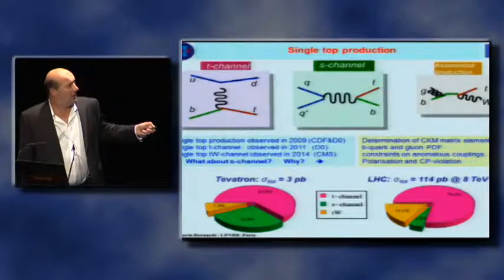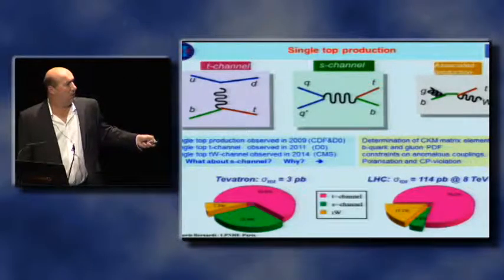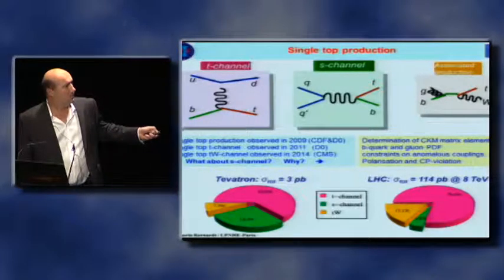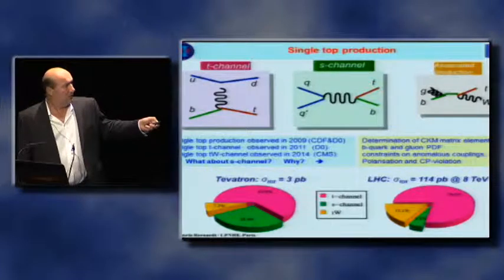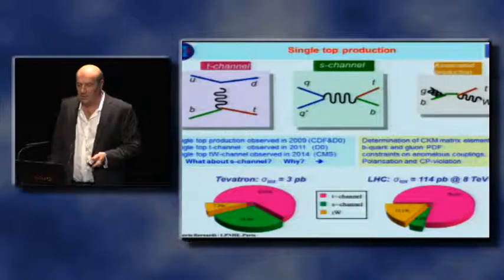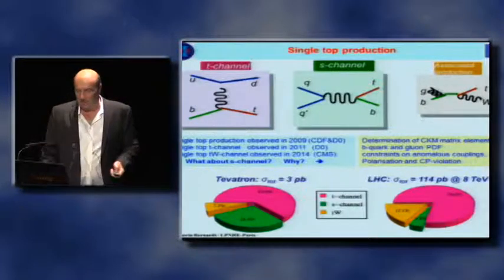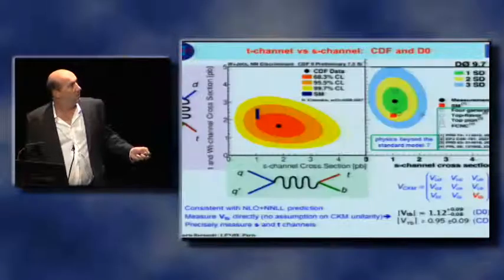And what about the S-channel, which is the most difficult, and why? Well, it has low cross-section, but at LHC it's particularly challenging because it's only this green part of the pie, while at Tevatron it's pretty big, and so indeed you have a chance to look into that. And this is important because, besides the fact that you can do electroweak physics, like determining VTB independently, going to the B quark and PDFs, you can also make constraints on anomalous couplings, polarization, and CP violation. So we want to have these things measured properly.